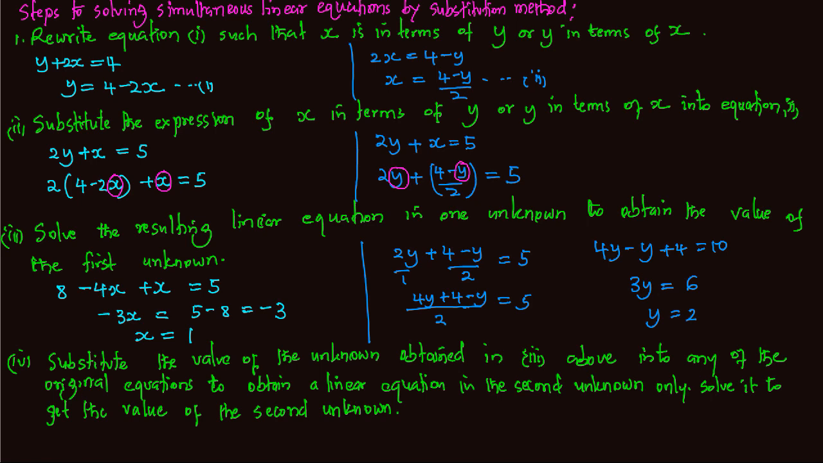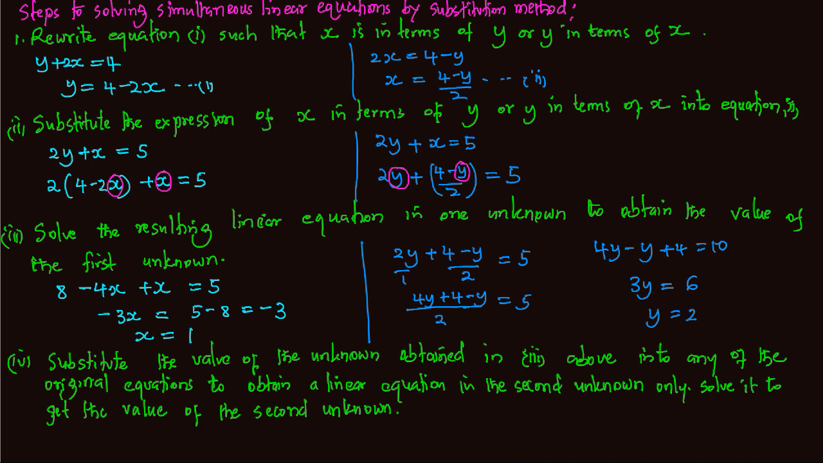So regardless of which one we have started by solving, if we obtain a linear equation in x only, we get the x value to be equal to 1. If we obtain a linear equation in y only, we obtain the value of y is equal to 2. Then we substitute the value of the unknown we have obtained into any of our original equations to get the value of the second unknown.